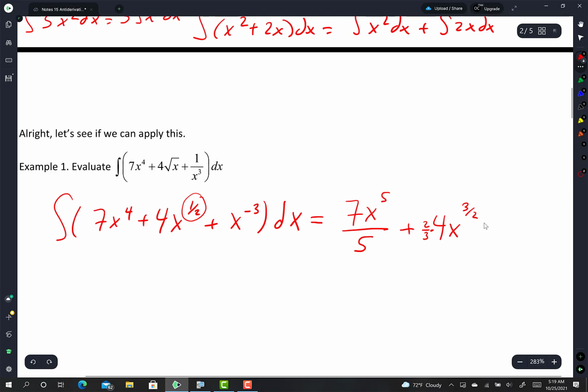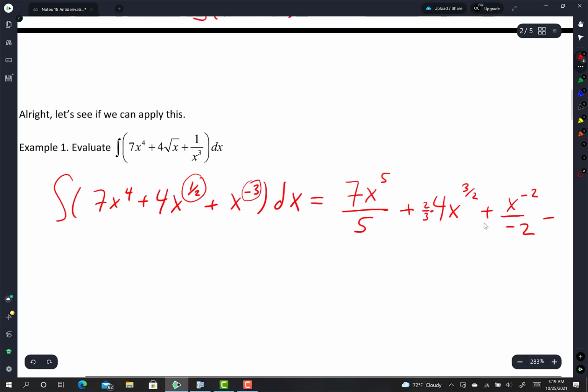And what did I just say? I'm dividing by 3 halves, which is the same thing as multiplying by 2/3. Keep, change, flip. So hopefully no one got tricked there, guys. Plus, I'm adding 1 to this exponent, x to the negative 2 divided by negative 2, which I guess you could say is the same thing as multiplying by negative half, right? And then put plus c.